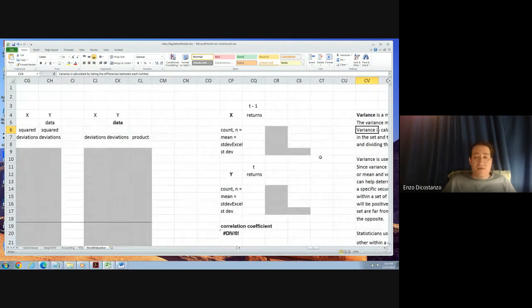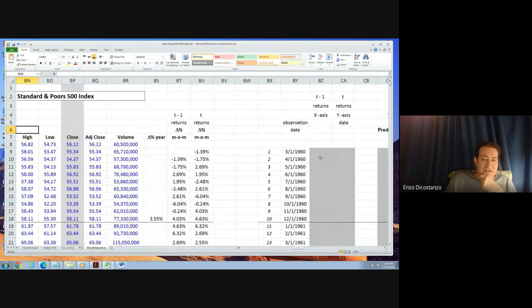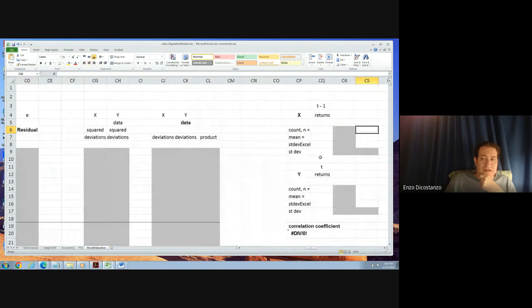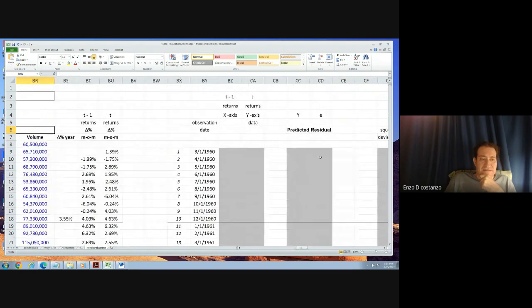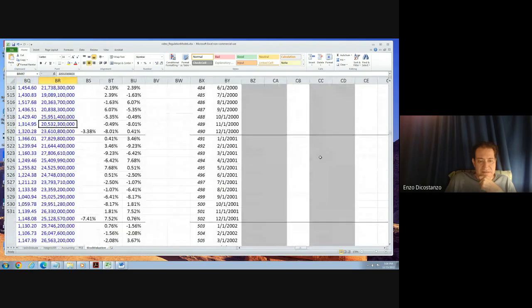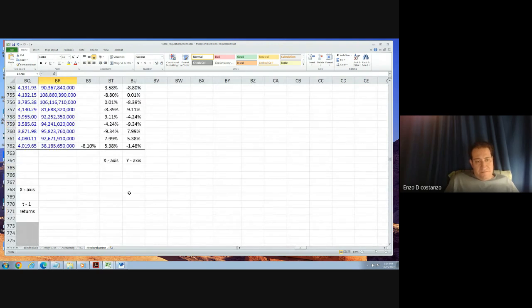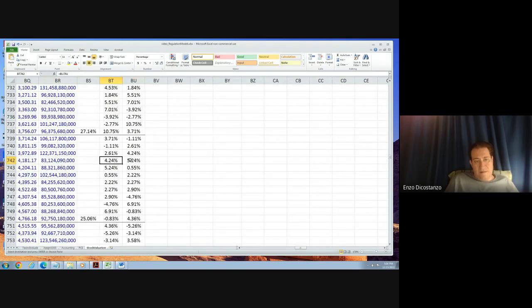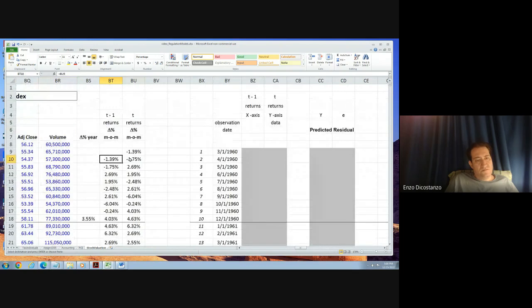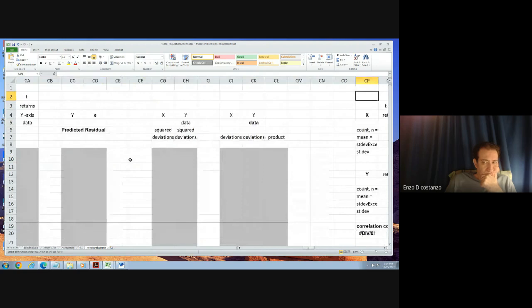And again, actually looking at this, I see what says T minus one returns up here and Y or T returns. No, this is fine. Yeah, this is X. We're going to get to all that.